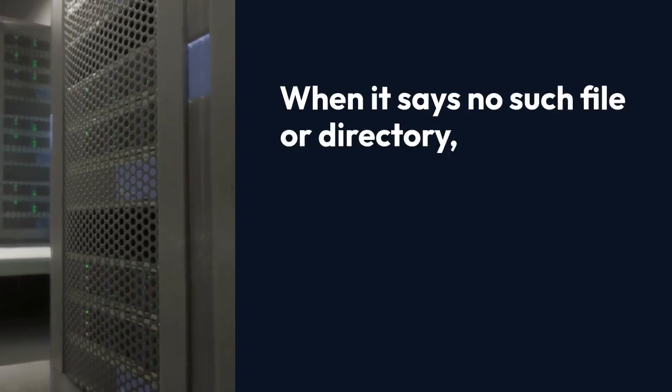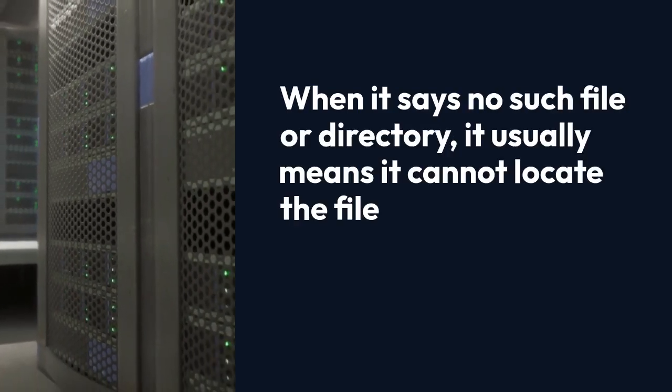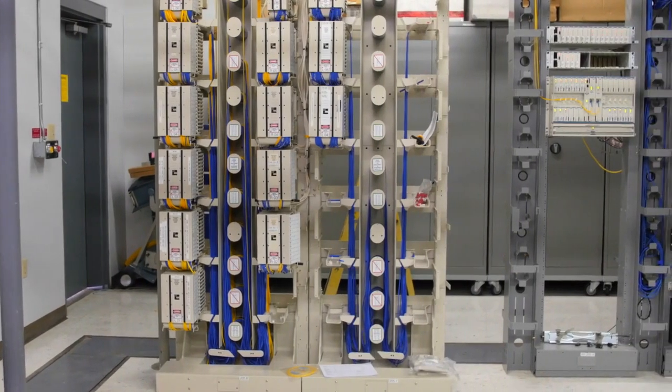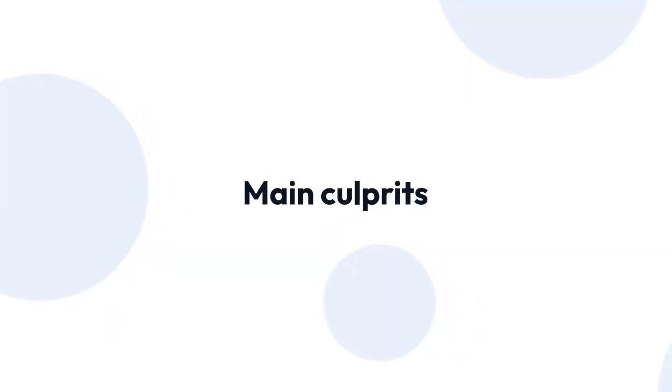You see, chmod is very precise. When it says "no such file or directory," it usually means it cannot locate the file based on the path you provided, even if the file truly exists somewhere else. Let's look at the main culprits.